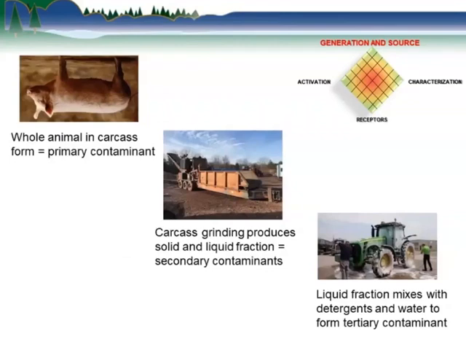Sorry about the pig upside down. I couldn't find a pig carcass picture that I liked, so I decided to turn a regular pig upside down for distress. We start with the whole animal in the carcass form as a primary contaminant. Now, for COVID, we used grinding processes to deal with the carcasses, which would produce a solid and a liquid fraction. And these fractions would be considered secondary contaminants. Now, with that equipment, you have to wash the equipment. So you'd be adding another liquid fraction to those secondary contaminants, which is going to be a detergent and water, and that would form a tertiary contaminant, which would be separate from what that secondary one would be.